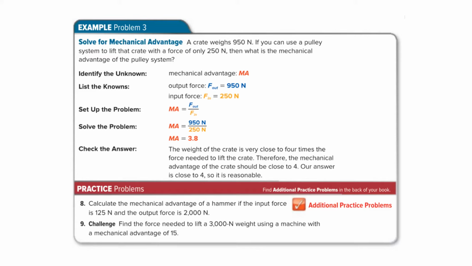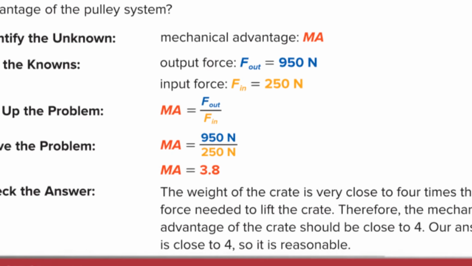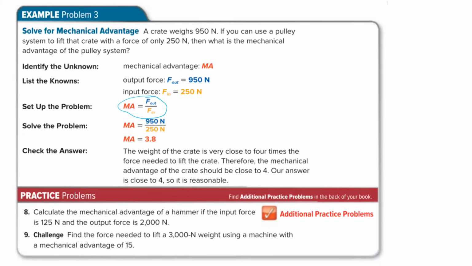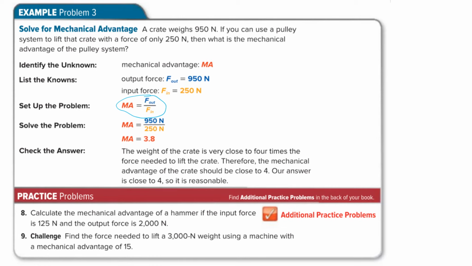Mechanical advantage problems. So our formula for mechanical advantage is right here. Force out divided by force in equals mechanical advantage. Now you have to decide what the force out and what the force in are. So if we look at our example up here, a crate weighs 950 pounds, or 950 newtons. If you can use a pulley system to lift the crate with a force of only 250 newtons, then what is the mechanical advantage of the pulley system?